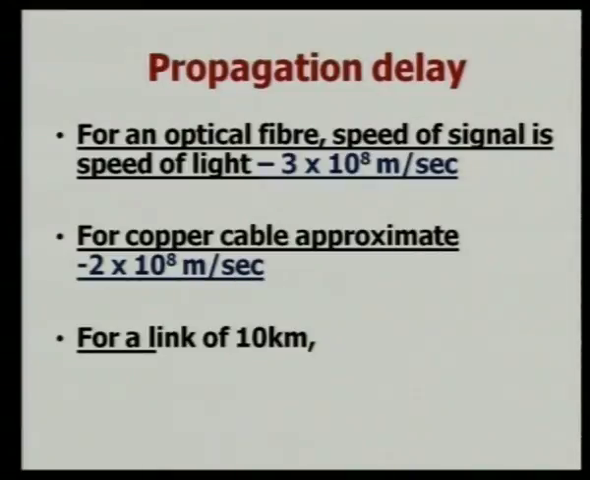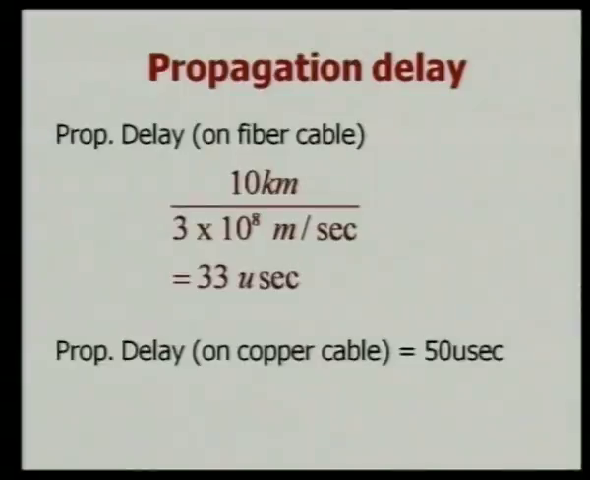So if I take a link of 10 kilometers, you can see how much time it will take for the propagation to occur. So propagation delay on a fiber cable for a 10 kilometer line will be 10 kilometers divided by 3 into 10 power 8 meters per second, which will be 33 microseconds. On a copper cable, it will be 10 kilometers divided by 2 into 10 power 8 meters per second, so it will be about 50 microseconds. Okay. So you can see how the propagation delay will vary depending on the cable that you have. Now obviously you can see that if the distance varies, naturally the propagation delay will vary. So these are two factors we need to understand when we look at propagation delay.